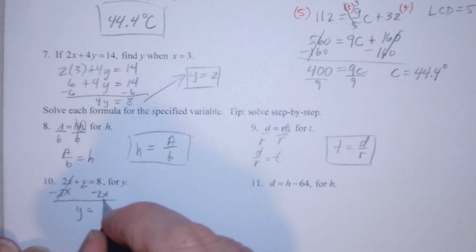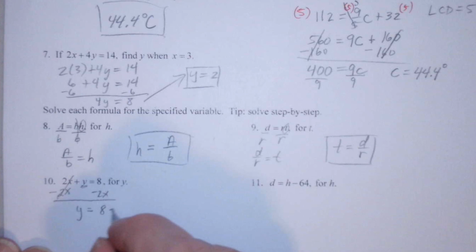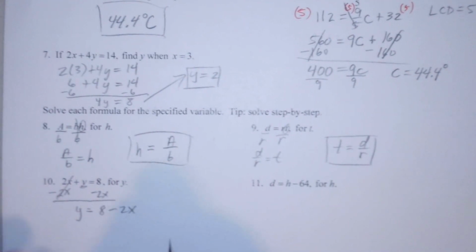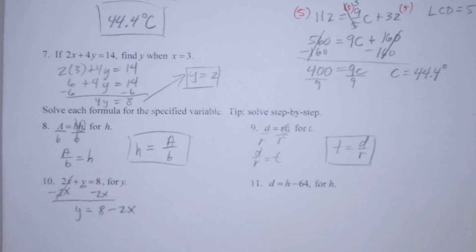On the other side, be careful. This is 8 minus 2x. One's a constant and the other one's a variable. You cannot do anything more there. Can't combine those together. Notice we did solve for y, and so we're done.